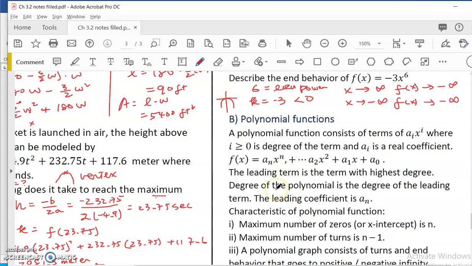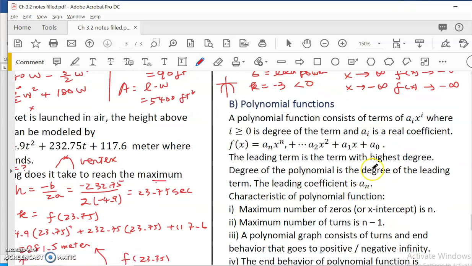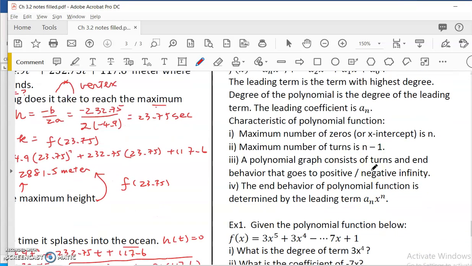So that is the behavior of a power function. Why do we learn power functions? Because the behavior of a polynomial function is very similar to the power function in the end behavior. So when we investigate polynomial functions, the behavior of one term actually determines the end behavior of the polynomial function. So if I graph a polynomial function, what does it look like?